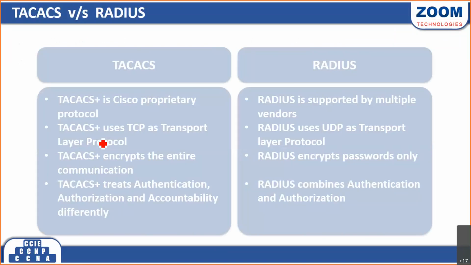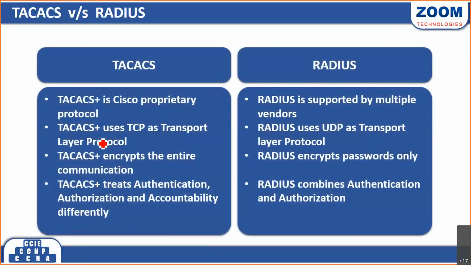So what is the difference? TACACS uses TCP as the transport layer. It works under TCP, which means a three-way handshake process, reliable, connection oriented. RADIUS uses UDP, which is faster. When a user is trying to log in, it checks the database and immediately gives the reply. The transport here is the UDP protocol.